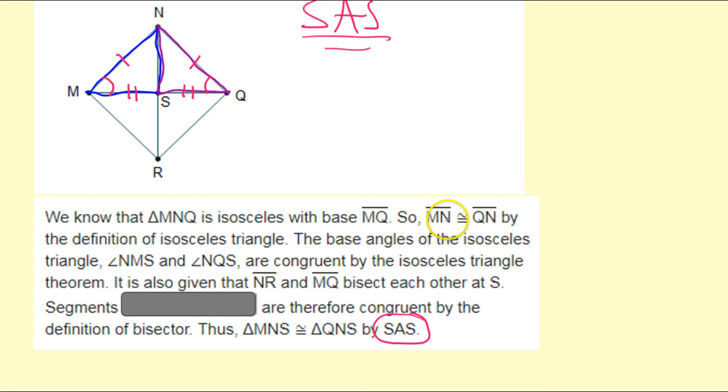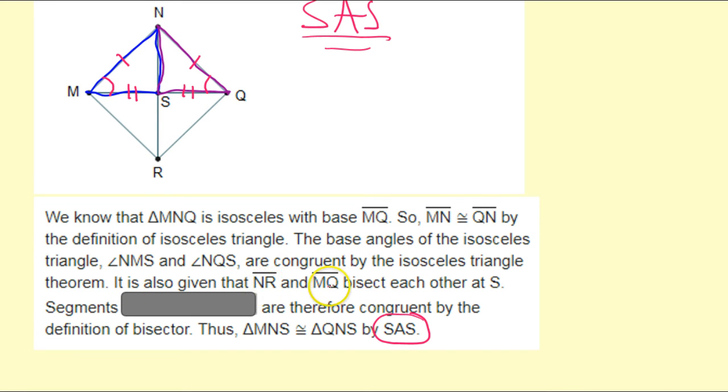So therefore MN is congruent to QN, that's these sides, by the definition of isosceles triangle, that's what we said. The base angles of the isosceles triangle, angle NMS and angle NQS, that's these two angles, are congruent by the isosceles triangle theorem. That's what we said. So now here comes this other part where we say that these two sides are equal. Watch out, that's all that's left. Let's see.